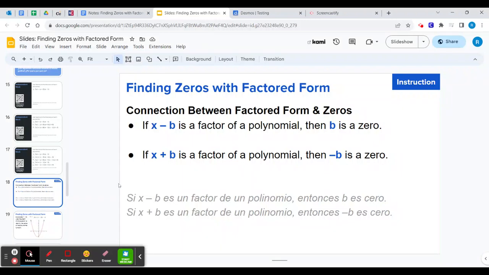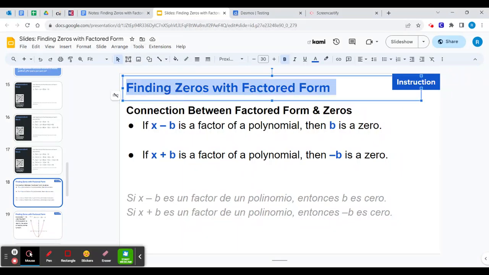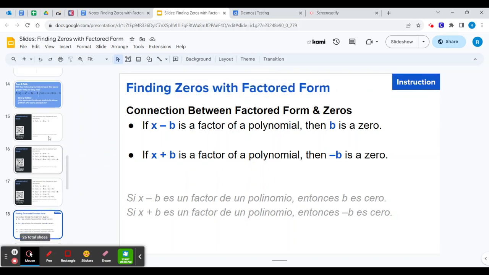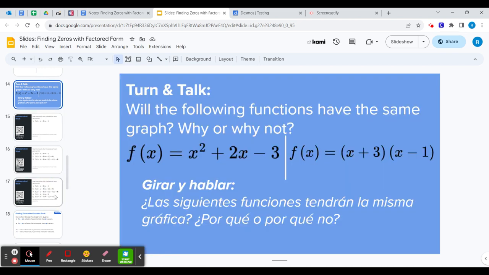So before we go into our notes today for finding zeros with factored form, I do want to run through what we explored in class. If we jump back a little bit to our quick turn and talk activity, we did a quick comparison of this equation on the left, x squared plus 2x minus 3, and this equation on the right, x plus 3 times x minus 1. And the conclusion we came up with is they are the same.